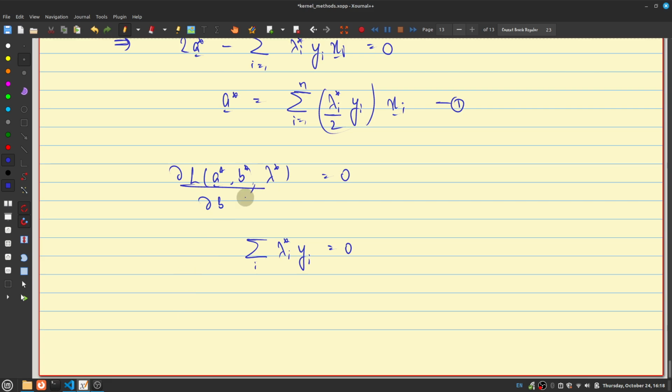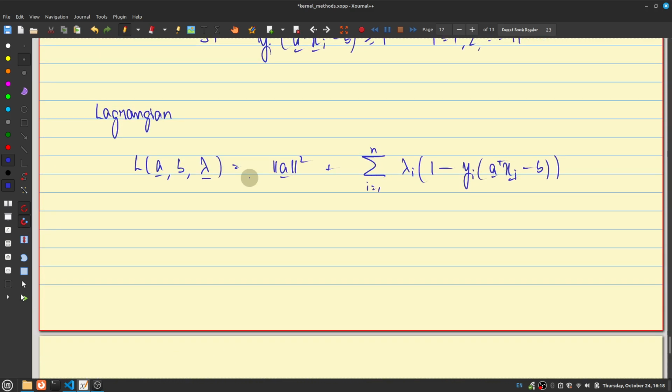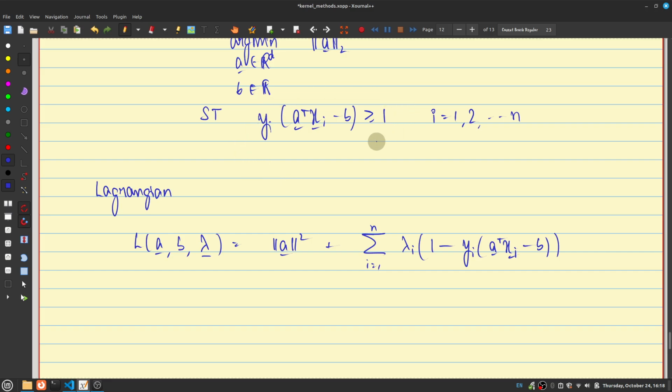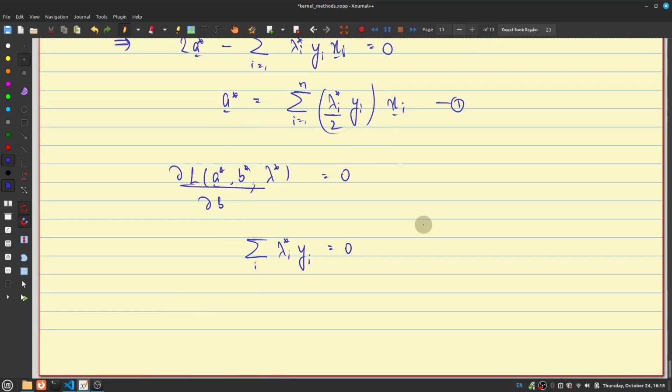So the optimizing A star, B star should satisfy all of the constraints. So definitely these constraints have to be satisfied. So these two. So lambda I, Yi times A transpose Xi minus B should be greater than or equal to 1 for all I.